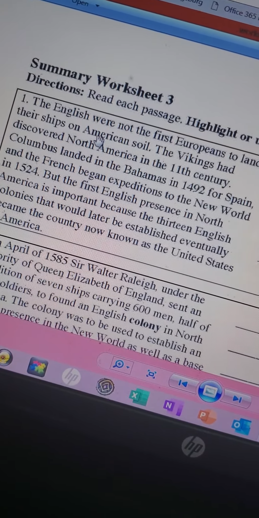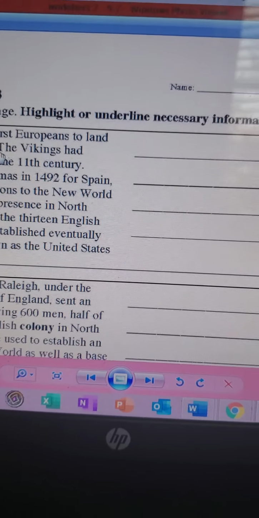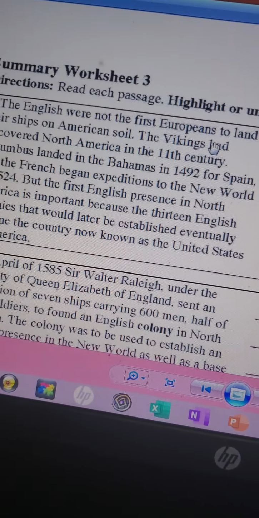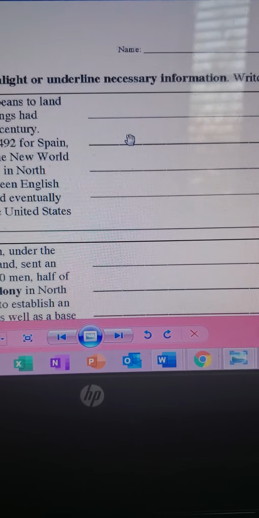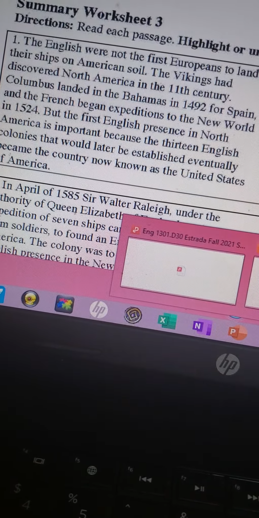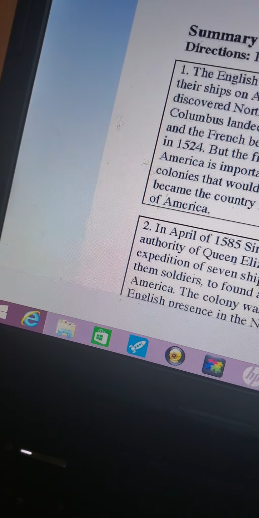This one talks about how the English were not the first Europeans on American soil. We basically did in class what a lot of people were doing. We read, we took notes, and we were able to summarize something in one sentence. Then it goes into this idea of what happens when a text is longer. How do we do that? Well, here's an example of what we were able to do if given that opportunity.